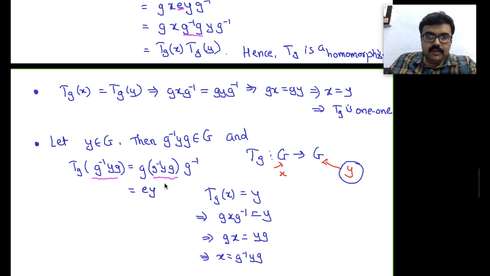And so this is y. So we started with y belonging to G. We have found some element here whose image is y. So that means this is onto. So this is how the back calculation is done.